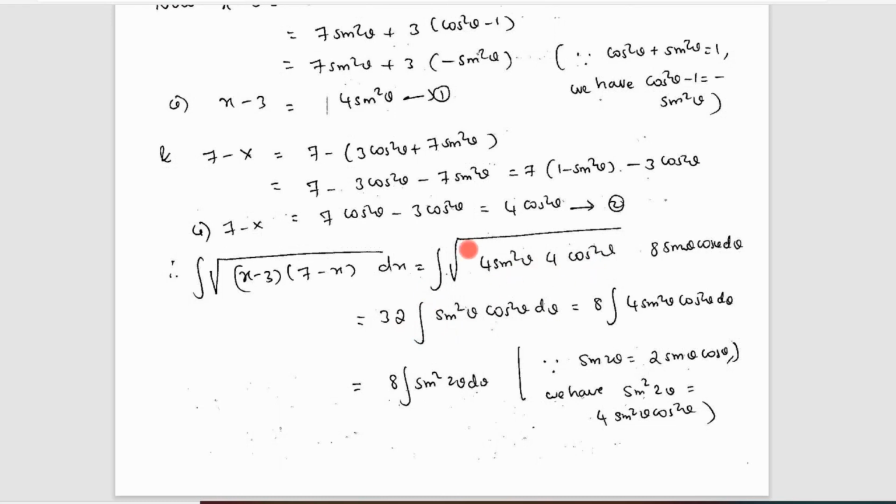Integral sin square theta cos square theta. The root of sin square theta cos square theta is sin theta cos theta. Already we have sin theta cos theta, so you will get sin square theta cos square theta. Now I am going to rewrite 32 as 8 into 4. So 8 into 4 sin square theta cos square theta d theta. This is my integral because I know the formula for 4 sin square theta cos square theta. That's why I'm writing like this.